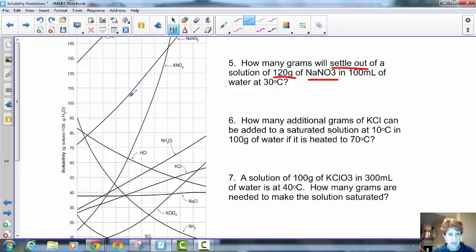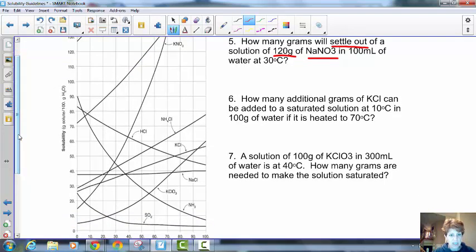So here's my NaNO3, and I just need to scroll down here a little bit to see where my 30 degrees is. Okay, so 30 degrees, and I'm right there. I would say that's about 95, and it says that I have 120. So 120 minus the 95 that it can actually hold, how many are going to be sitting out at the bottom? That would be 25 grams settled down to the bottom of the container.